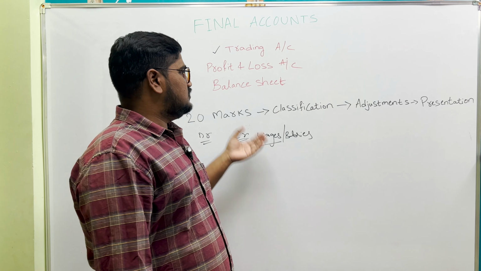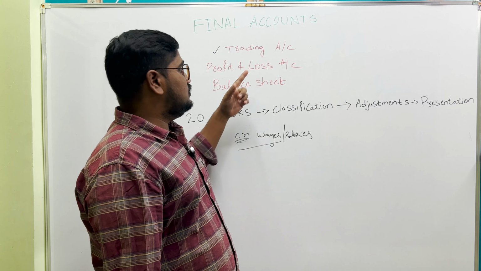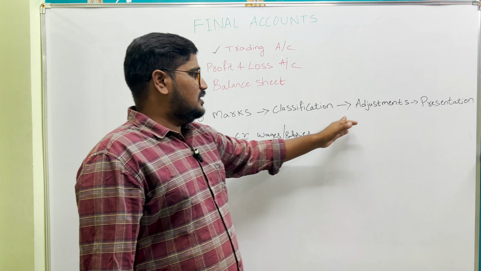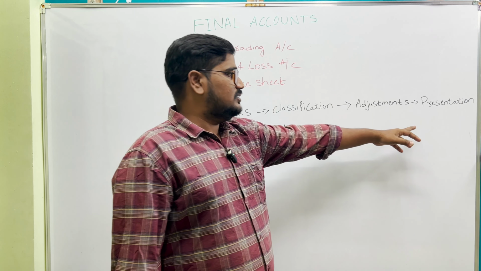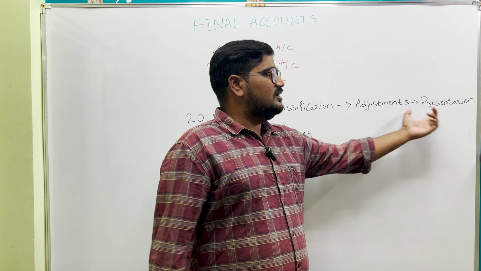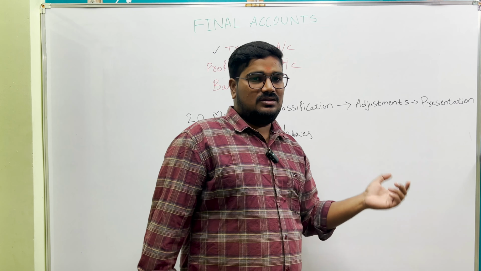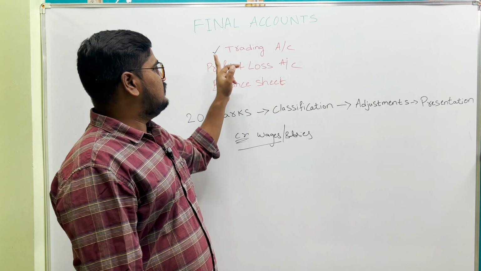Classification is about which account we are posting the entry to, whether we are posting the item to the correct account, whether we are adjusting correctly, and whether we are presenting it neatly. These things carry weightage, and they are going to play the main key role for the final account sums.